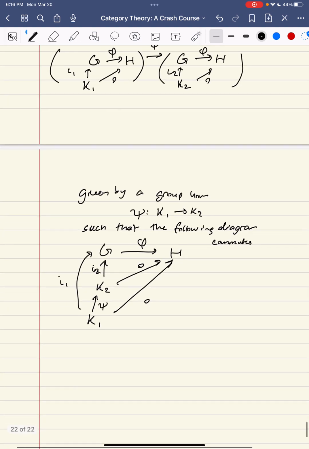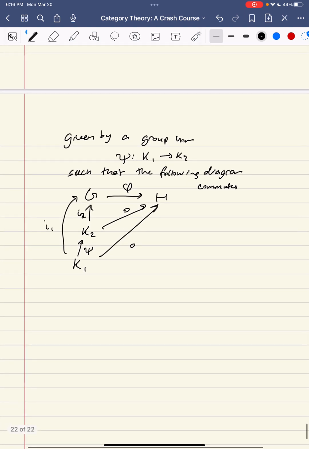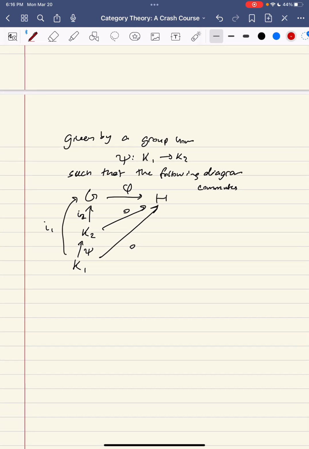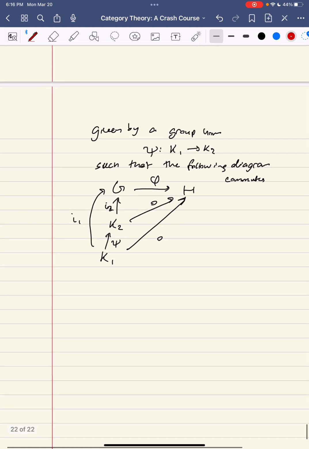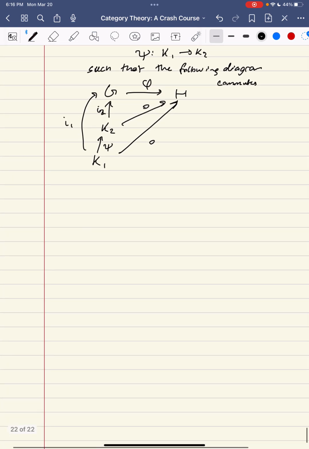Cool. So this seems like kind of unnecessary abstraction right now, but the punchline is the following. One thing I need to do, maybe exercise 2, is to check this is actually a category. Exercise 2: check this is actually a category. Cool. Okay. So the punchline is now the following.